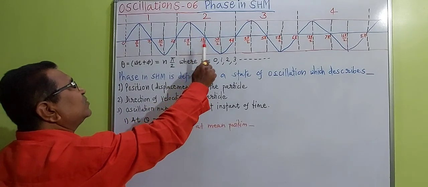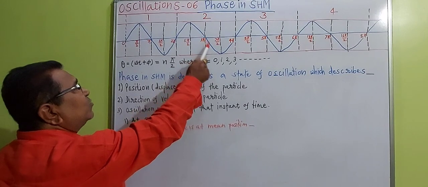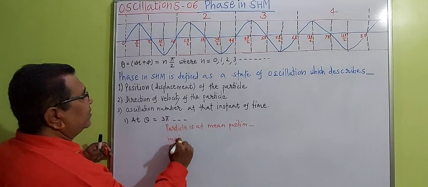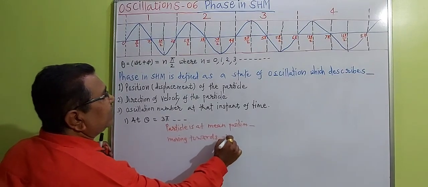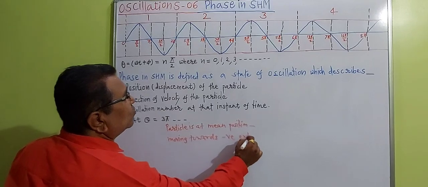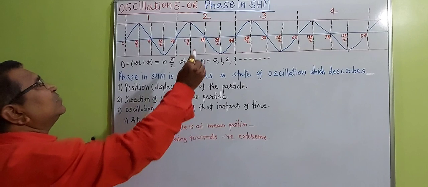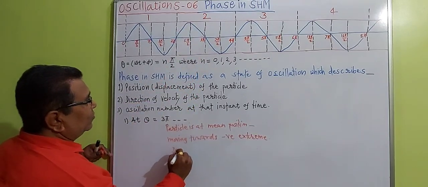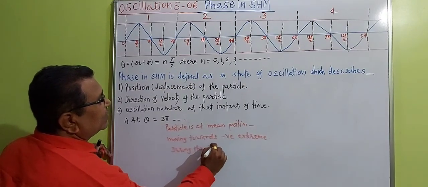What is the direction of the velocity? Moving from mean to negative extreme. Moving towards negative extreme. During which oscillation? During the second oscillation.